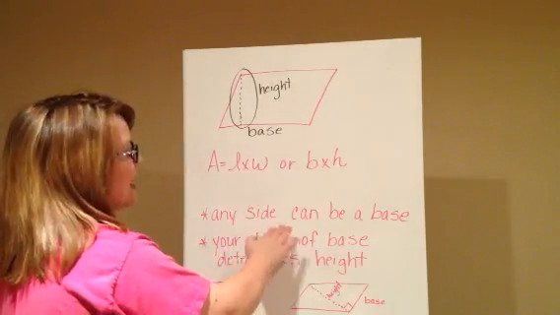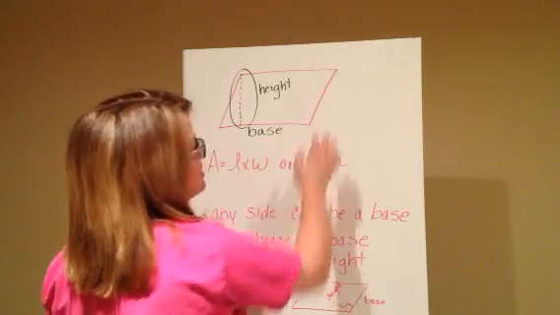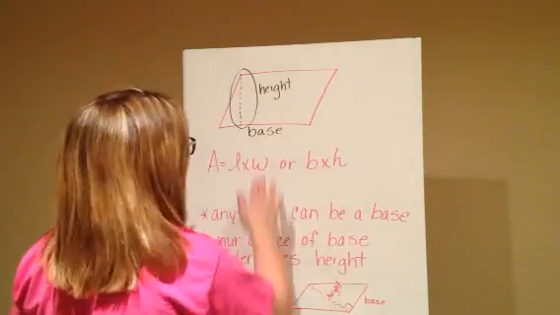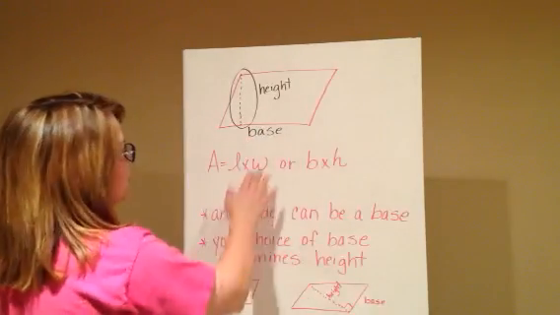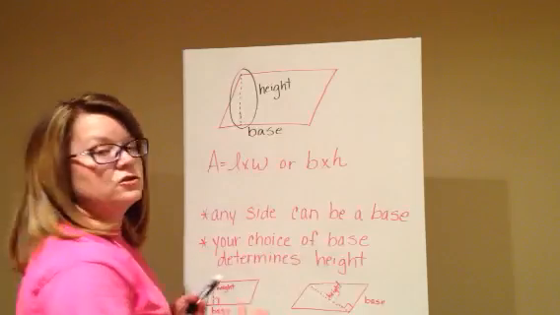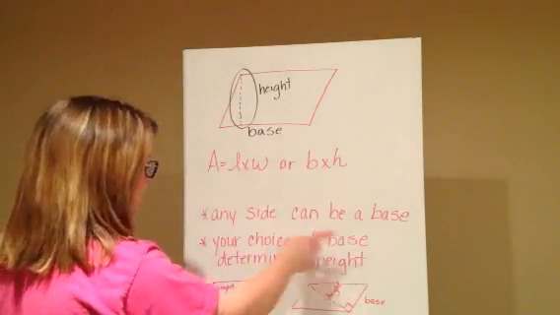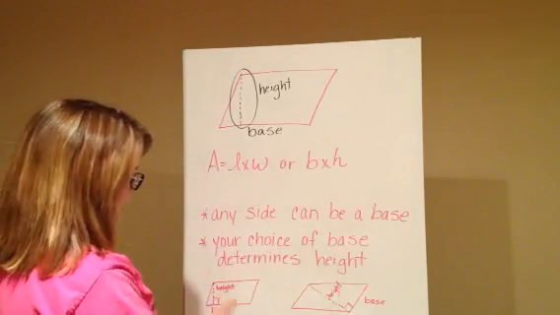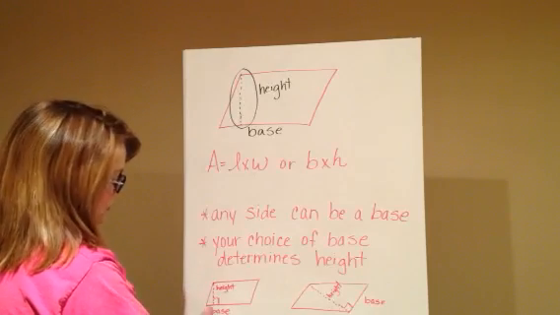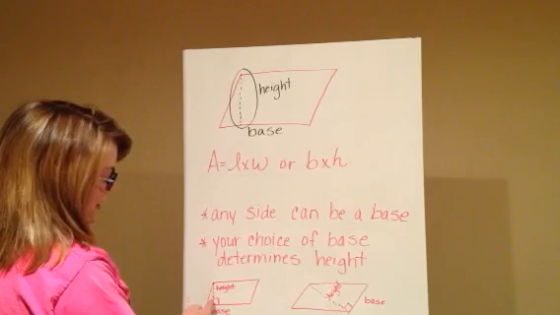Now, any side can be a base. So if I decided I wanted this to be the base, it could be the base. If I want this to be the base, it could be the base. But once I pick my base, that's going to determine where I would find my height. So your choice of base is going to determine your height. If I took a parallelogram that looked like this, and I made this part my base, then this right here would be my height.